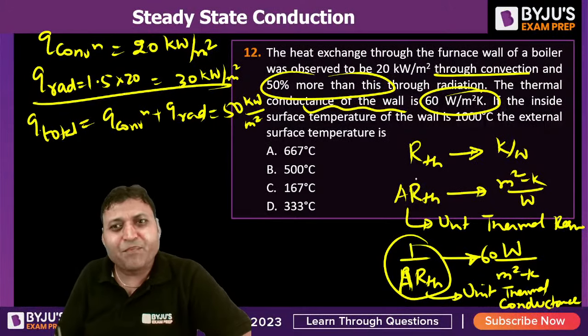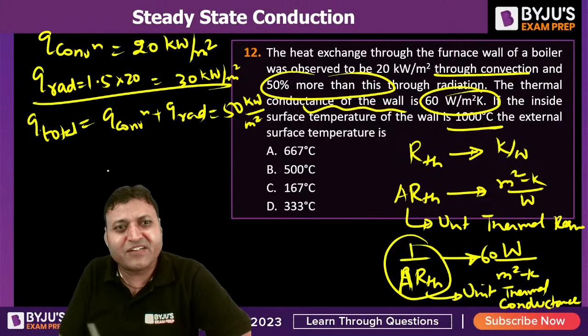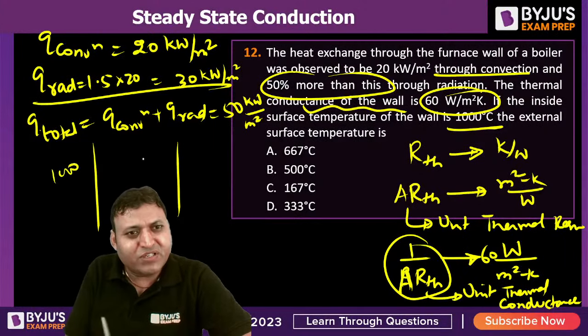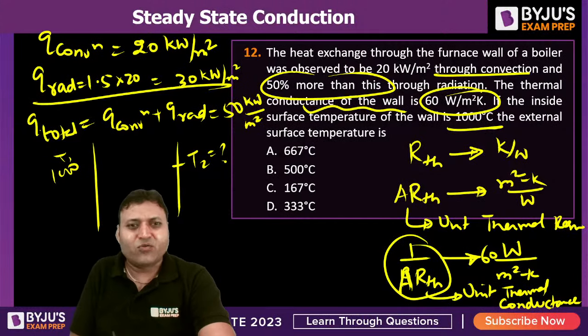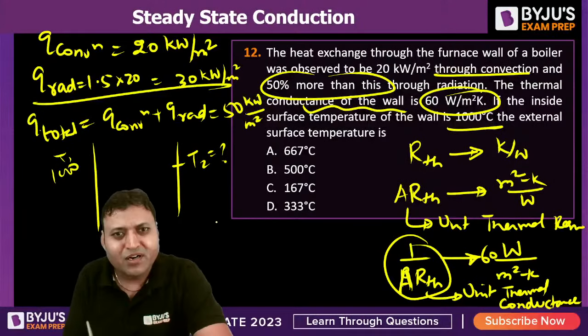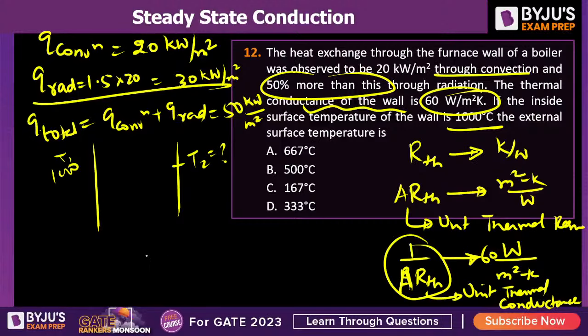If the inside surface temperature of the wall is 1000 and the external surface temperature is T2, we need to find out T2. T1 is given as 1000 degrees Celsius. Can you do this? So Q will be equal to K into A into delta T upon L, isn't it?